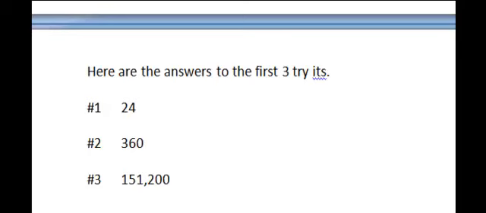Here are the answers to the first 3 Try This problems. Please join me in part 2 for the rest of the unit.